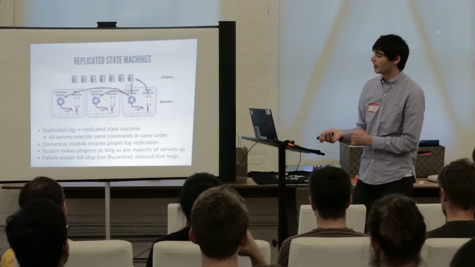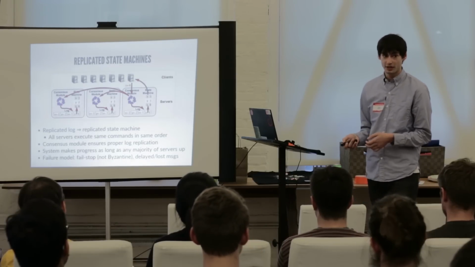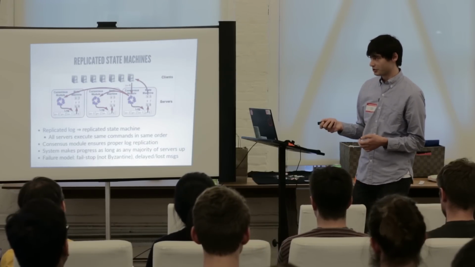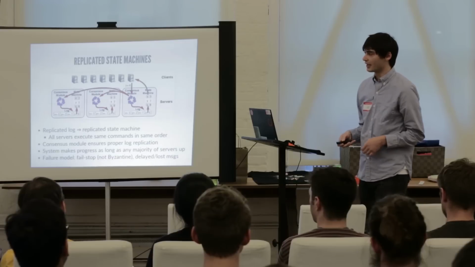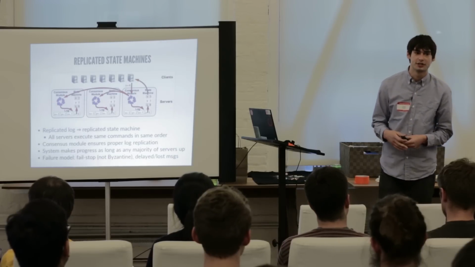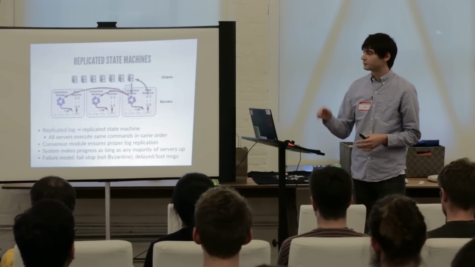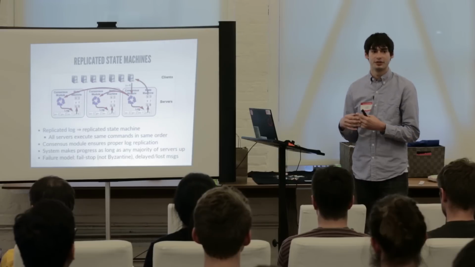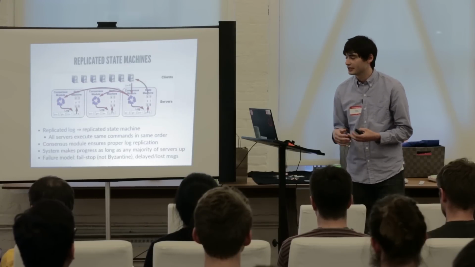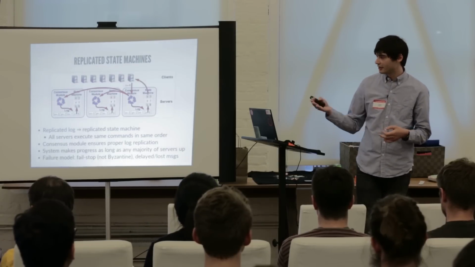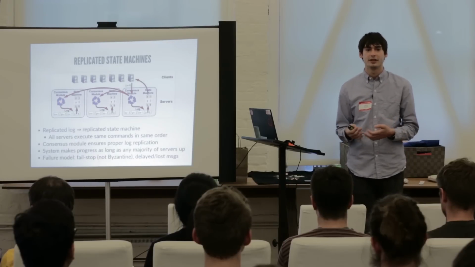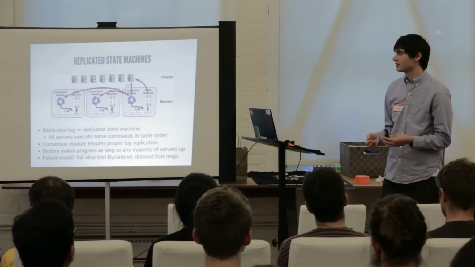As I said, we want the system to make progress as long as any majority of servers are up. And just to be clear, the failure model I'm talking about is servers can fail, messages can be dropped and delayed. And then if a server fails, it can come back up later. But servers can't lie to each other. So assuming no memory corruption, assuming no malicious actors here.